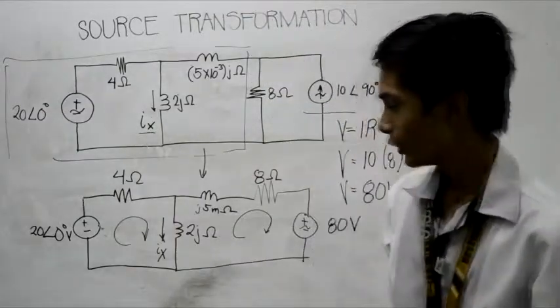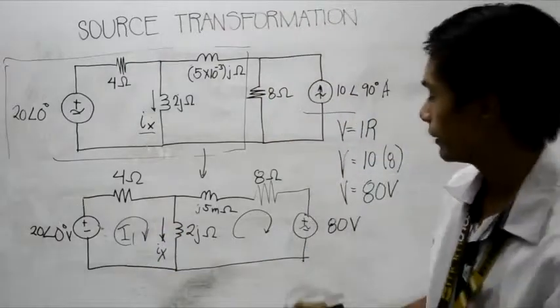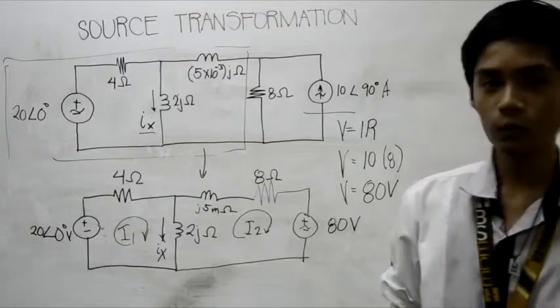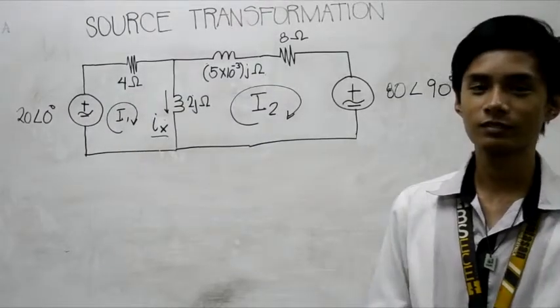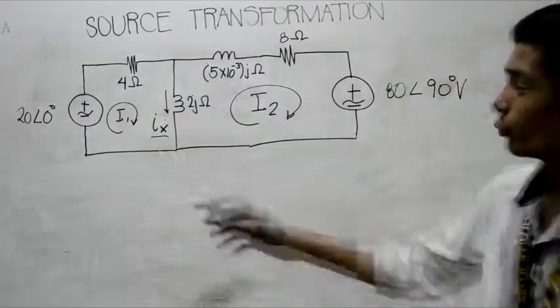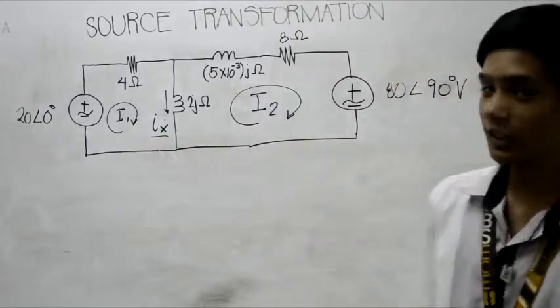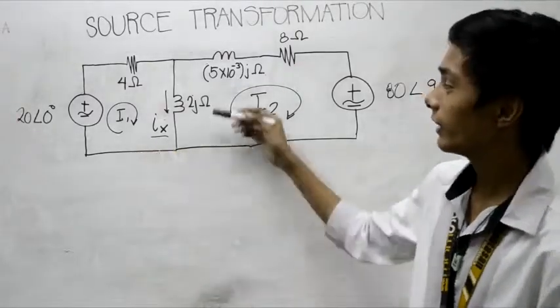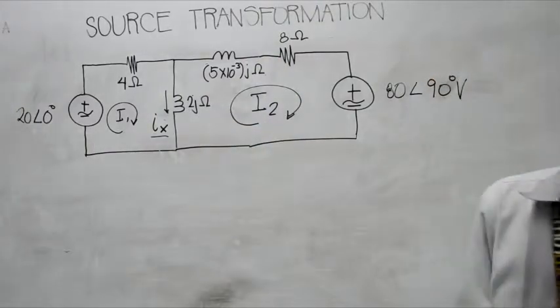So as you can see, we can now solve this current Ix by using mesh analysis, in which we have here loop 1 with the current I1 and loop 2 with the current I2. So now let's solve for the equations. A while ago, we already have loop 1 for current I1 and loop 2 for current I2. Now what we're going to do is solve for the value of Ix, or the current at the inductor 2J, by using mesh analysis.